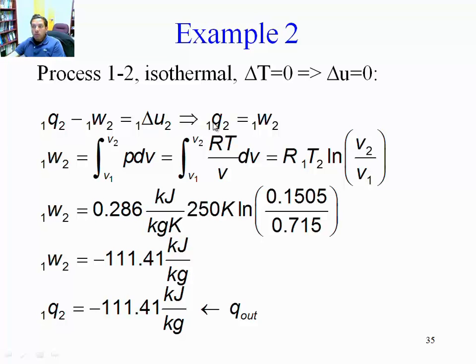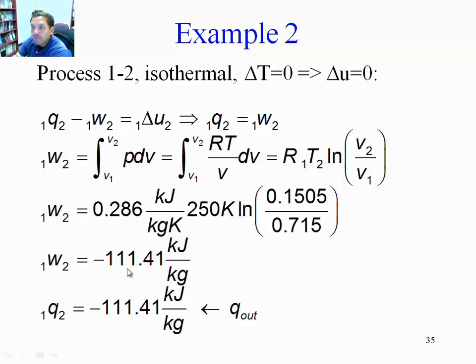According to the first law of thermo, the heat from 1 to 2 is equal to the work from 1 to 2 because there is no change in energy. So heat from 1 to 2 is also minus 111.41. Since it's negative, this is Q out. Okay, we have negative work, we have negative heat, Q out. It doesn't mean that that's all the Q out. If we find another Q in another process that's also negative, we have to combine it with this one.